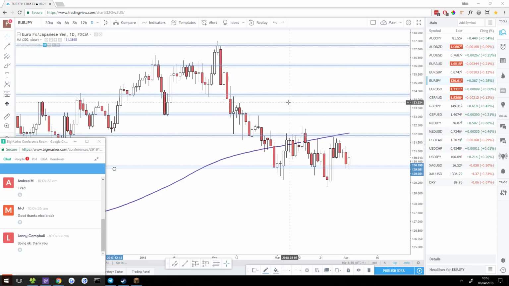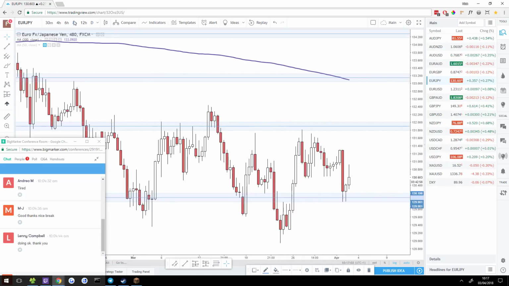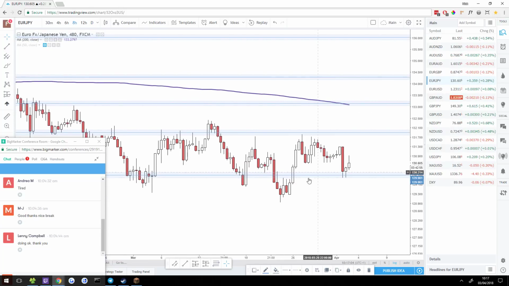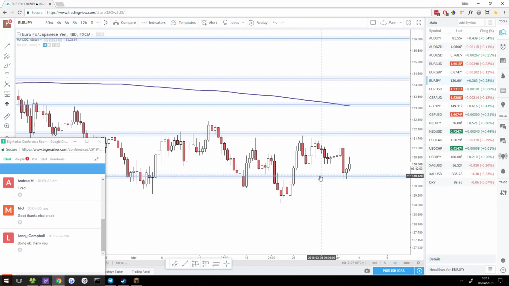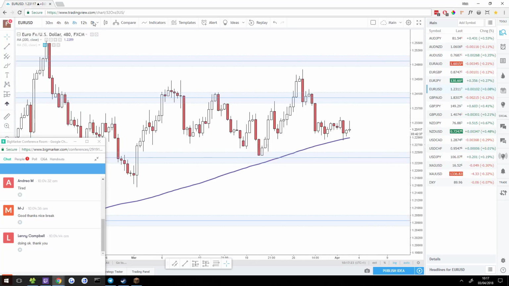Euro JPY is ranging. Like I said with AUD JPY, just keep an eye out for trades within this range area. So I'd be looking for trades from this resistance area, trades from this support area, kind of like that. But right now, there's nothing forming. So let's go on to Euro USD.